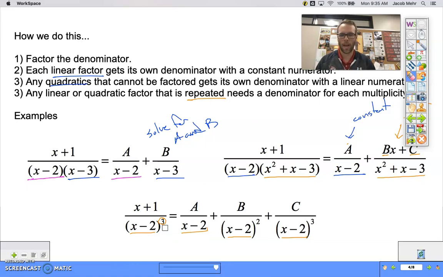All right, so that's how we split it up, we break them down. I'm not going to give you any cubic in the denominator that can't be factored. I'm going to stick to problems with linear and quadratic factors. Linear factors get a constant numerator. Quadratic factors get a linear numerator. If it's repeated, you have to have one for each power up until those match.